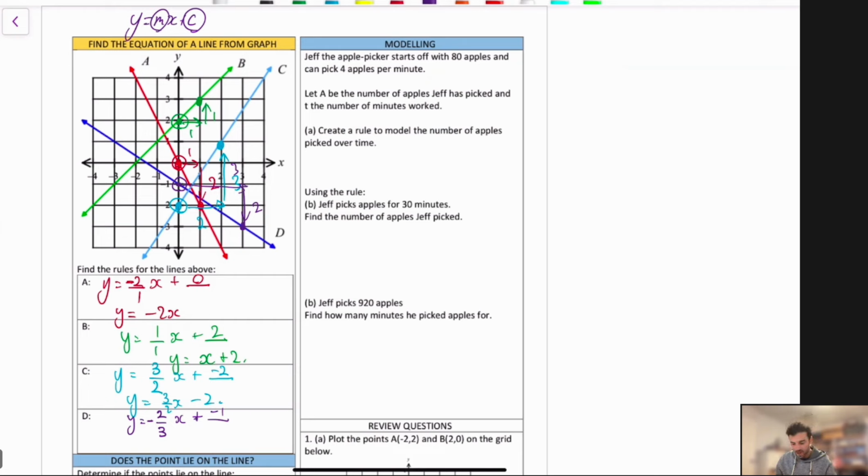Hopefully you found this useful, and I'm just going to clean up this final equation before I go. There we go. In the next video, we'll be looking at some modeling and does the point lie on the line. Thanks.